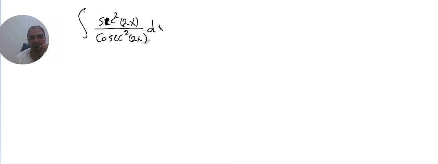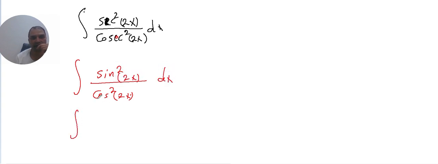Okay, my students, we now will solve this integration: sec power 2 about angle 2x over cosec power 2 of 2x. We know sec is the inverse about cosine. So you can write sec power 2 of 2x equal 1 over cosine power 2 of 2x. And the inverse about cosec, what's the inverse of cosec? You can tell me it will be sine. Okay, sine power 2 of 2x, all dx.